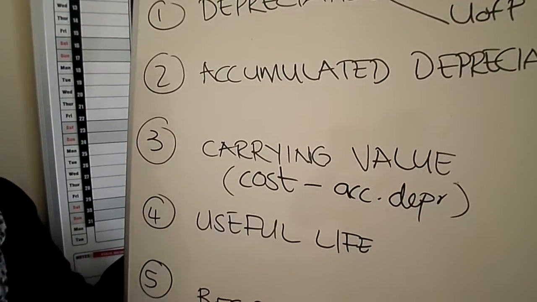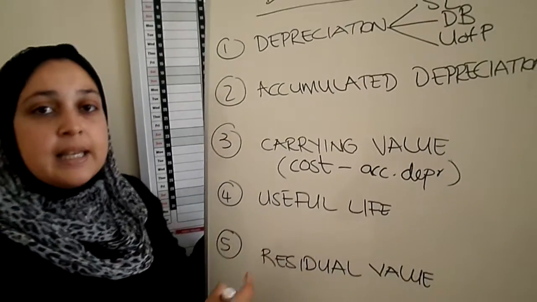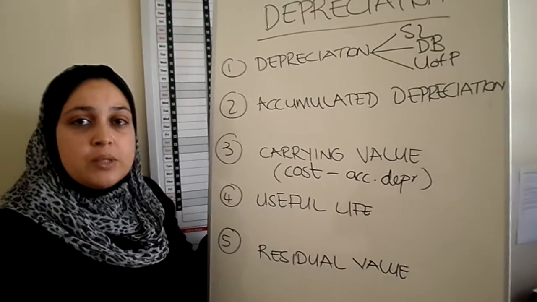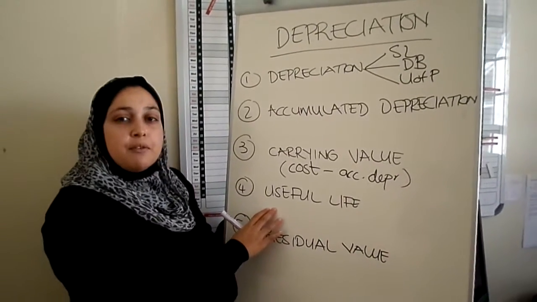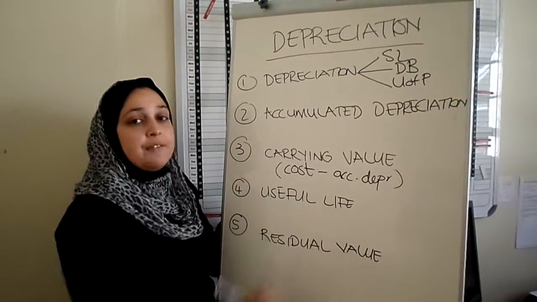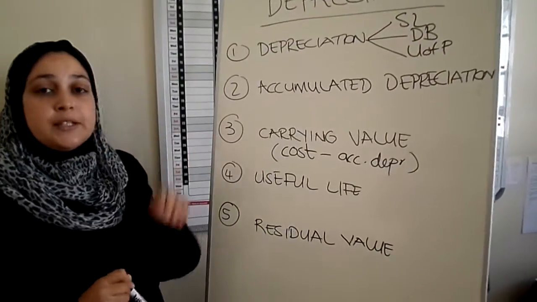The fourth important term is useful life. Okay, so what is the useful life of the asset? It's the amount of years you expect to use that asset. So if you purchase a vehicle and you expect to use the asset for 5 years, then useful life is 5 years. The last important term is residual value.